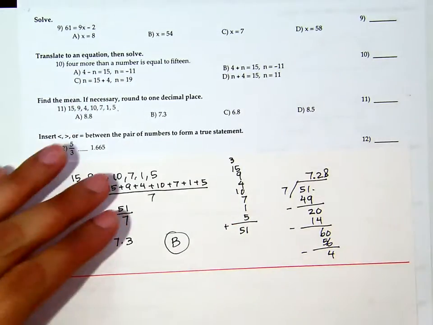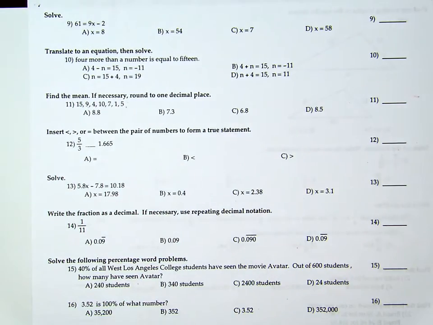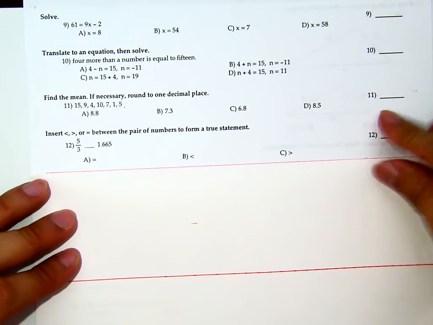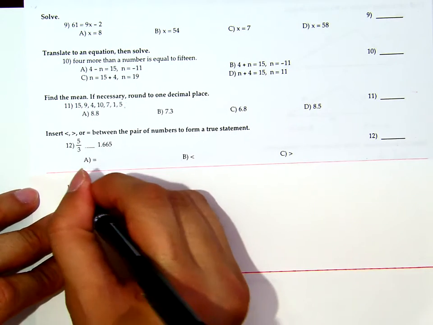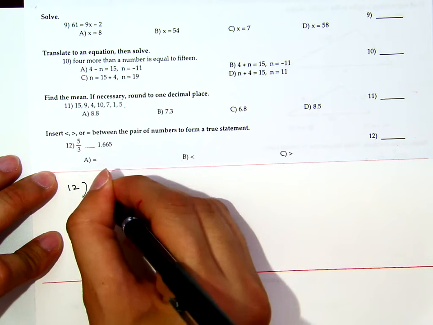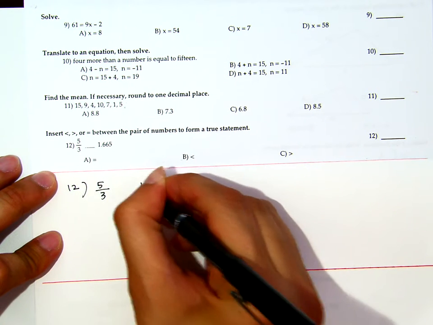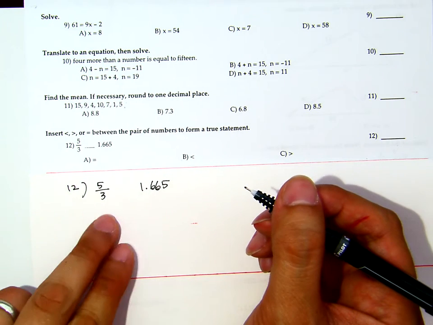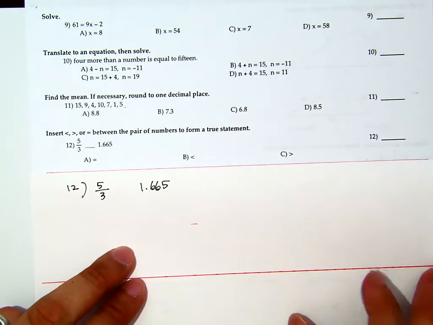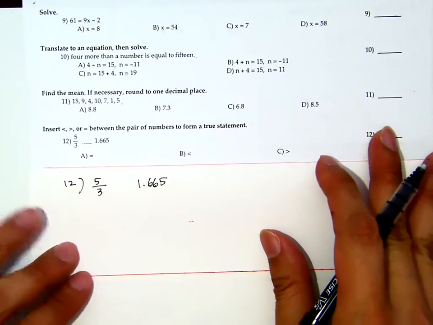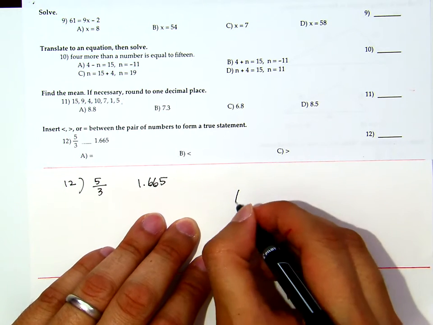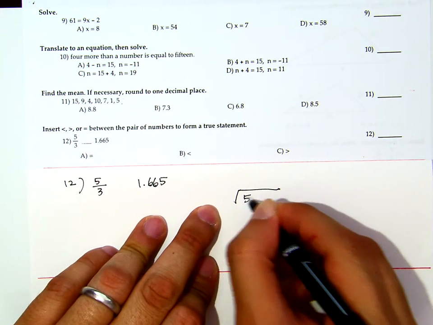Number 12. Insert greater or less than or equal between the pair of numbers to form a true statement. Number 12, you are comparing 5 over 3 and 1.665. You are comparing a fraction and a decimal. Now if you have that situation, what you will do is you convert the fraction to decimal, and it is done by dividing 5 by 3.